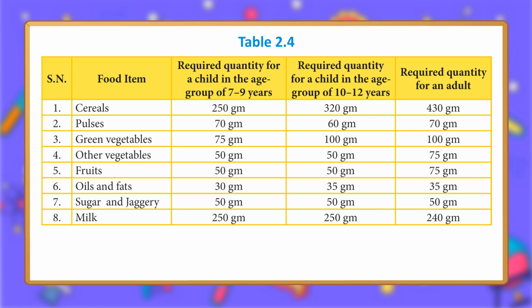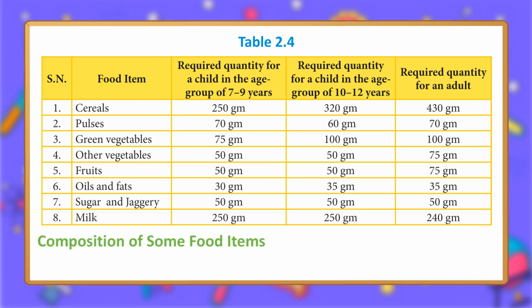Other vegetables: 50 grams, 50 grams, 75 grams. Fruits: 50 grams, 50 grams, 75 grams. Oils and fats: 30 grams, 35 grams, 35 grams. Sugar and jaggery: 50 grams, 50 grams, 50 grams. Milk: 250 grams, 250 grams, 240 grams.